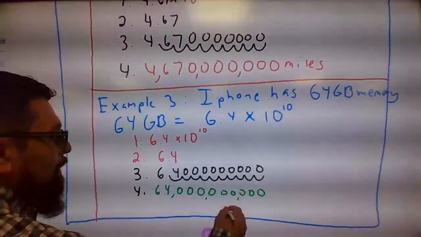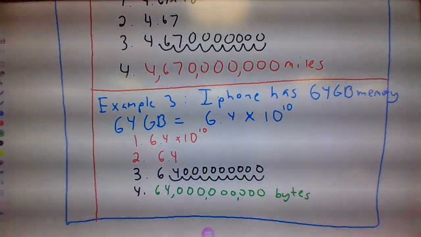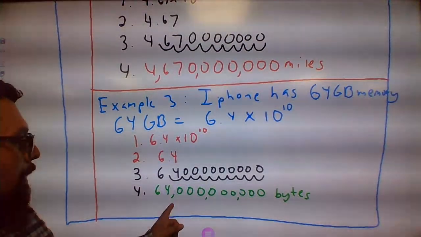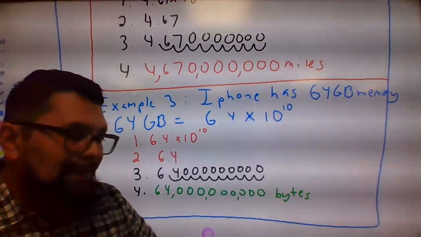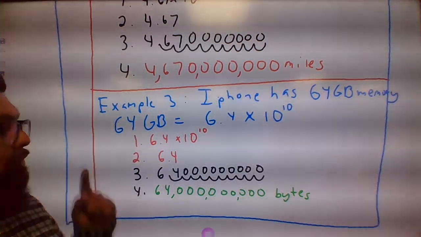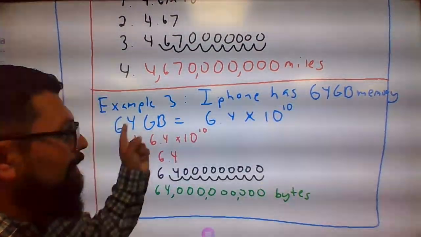This is how many bytes of memory. These are 64 billion bytes. That's how much it is. All right, we're done with example number 3. So go ahead and put a picture of this on the next slide.